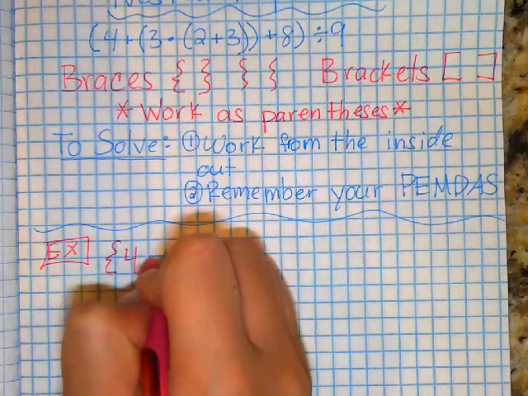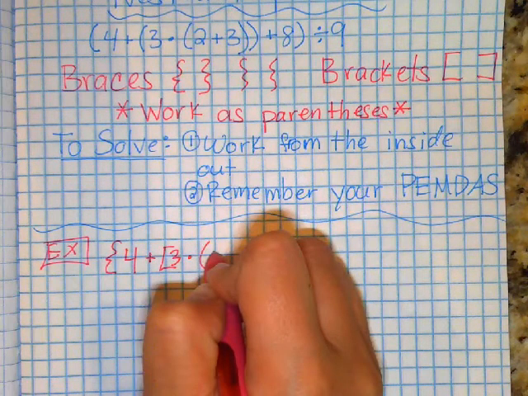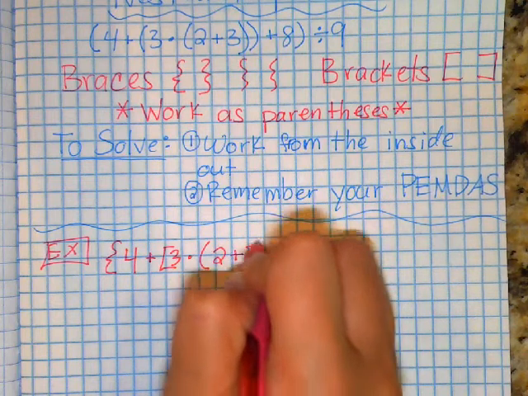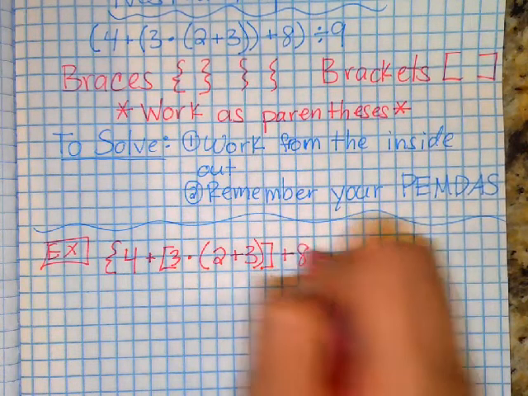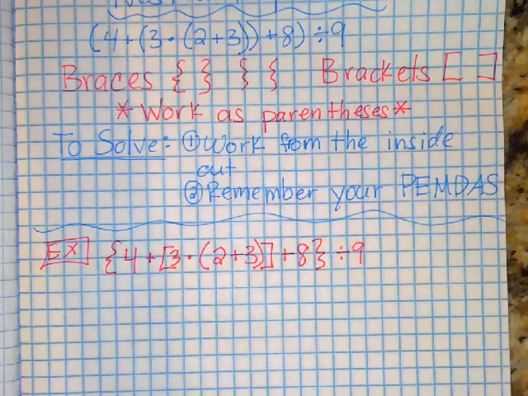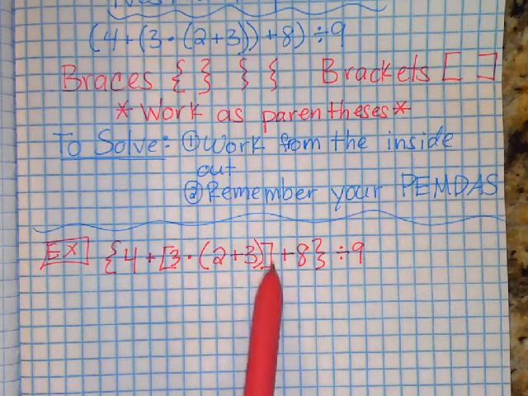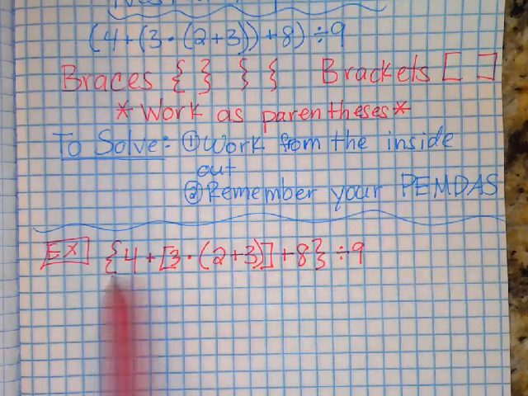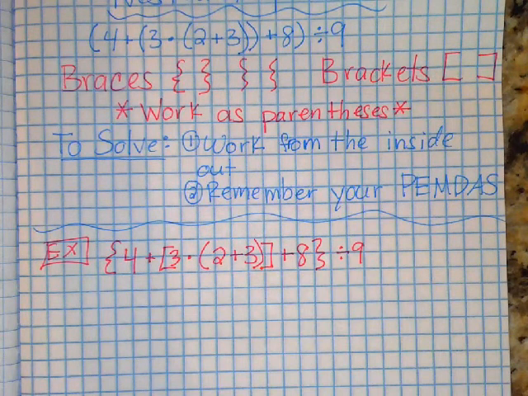So I have braces 4 plus bracket 3 times parentheses 2 plus 3, close parentheses, close bracket, plus 8, close braces, divided by 9. Now, I'm able to determine that 2 plus 3 is grouped together. I can see that this is one bracket and that ends the bracket. I can see that this starts the braces and this ends the braces. The terms bracket and braces can be used interchangeably. Honestly, I forget which is which sometimes.